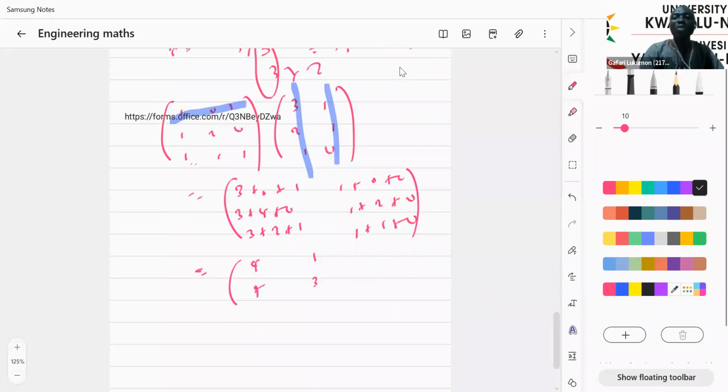So then this will give you 3 plus 2 plus 1. That will give you 6. I hope you understand now. So, and this is 2. I hope that helps.